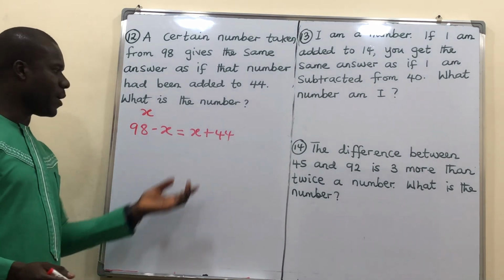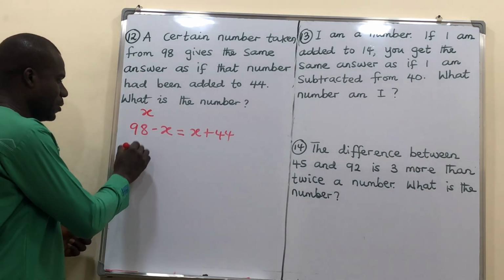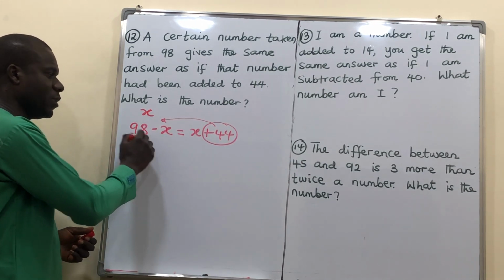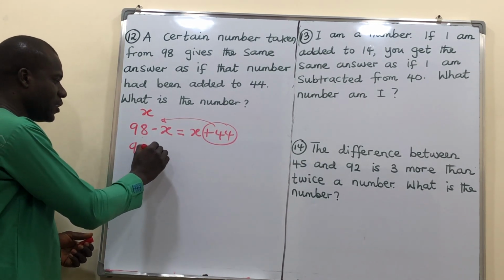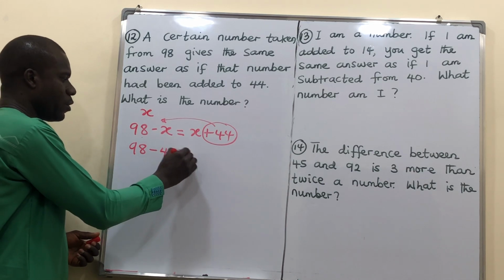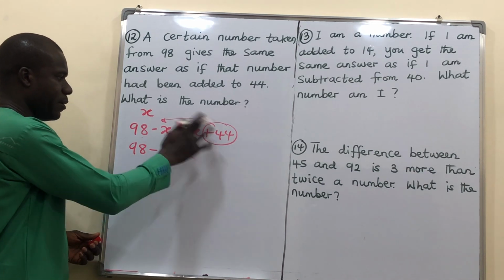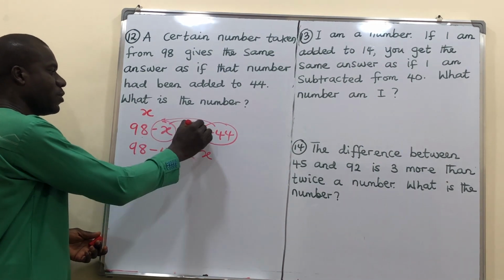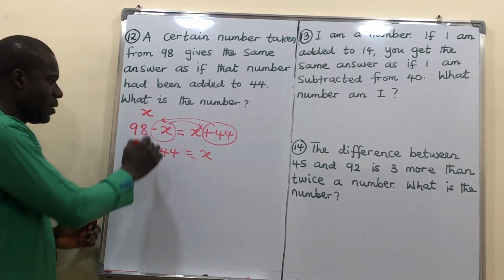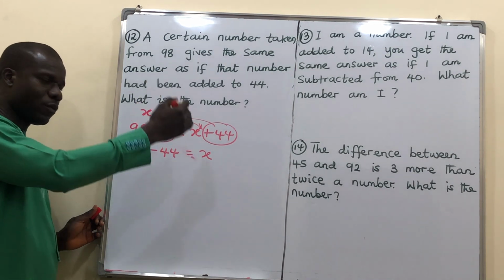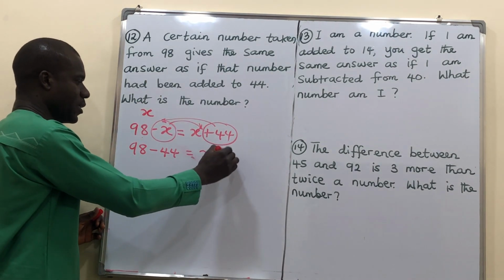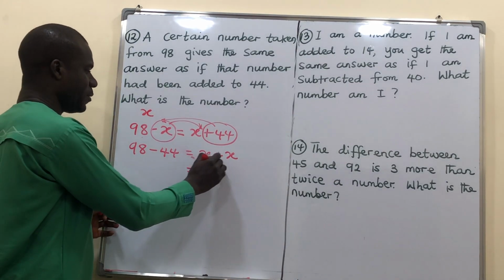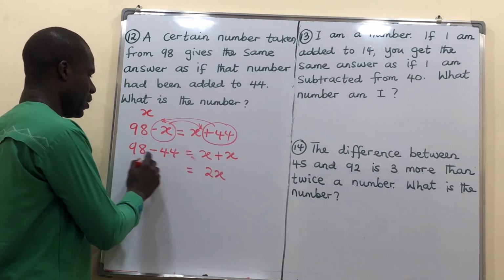So to get the number, we collect like terms. Move plus 44 to the left hand side. Plus 44 changes to minus 44. So 98 minus 44 equals, this is x. Now move minus x to the right hand side to meet x. Minus x, as it crosses the equals sign, changes to plus x. So x plus x is 2x.